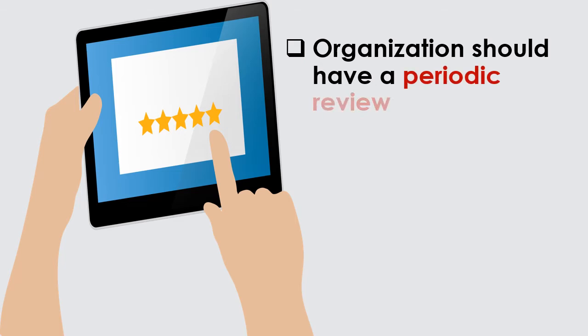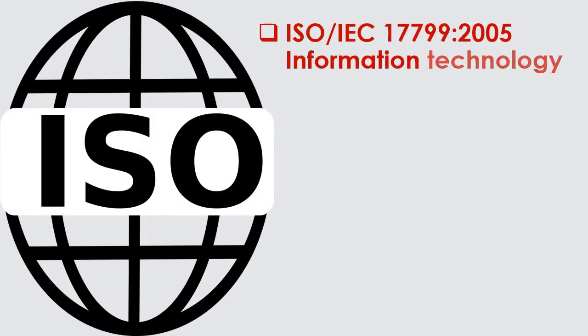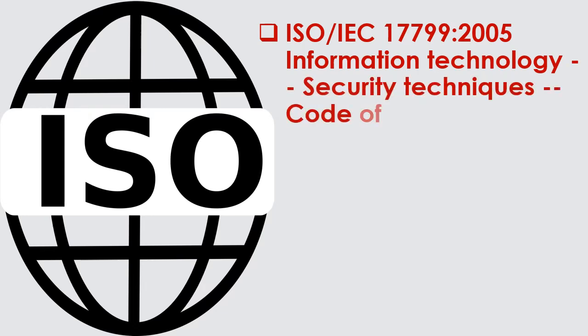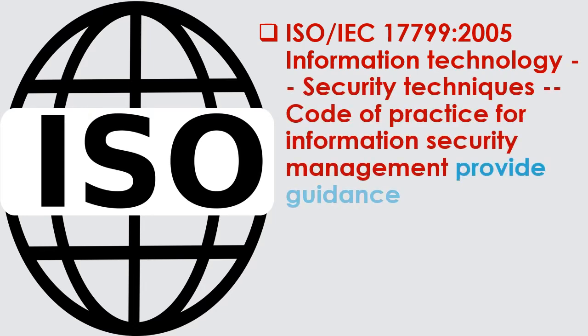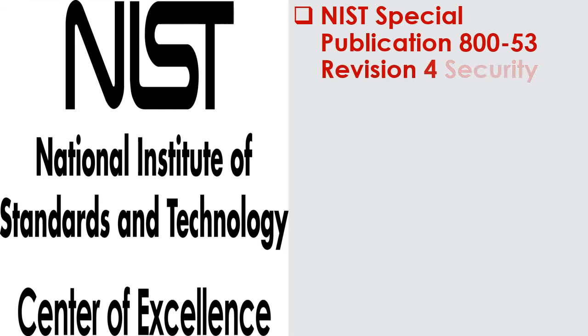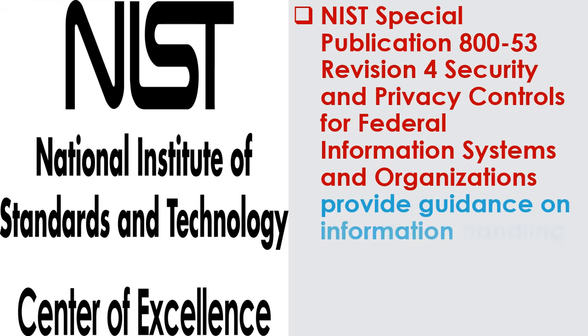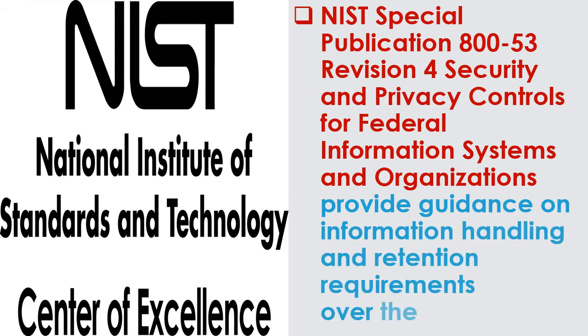The organization should have a periodic review of retained records. ISO/IEC 17799:2005, Information Technology Security Techniques Code of Practice for Information Security Management, provides guidance on information handling and retention requirements over the life cycle. NIST Special Publication 800-53 Revision 4, Security and Privacy Controls for Federal Information Systems and Organizations, provides guidance on information handling and retention requirements over the life cycle.